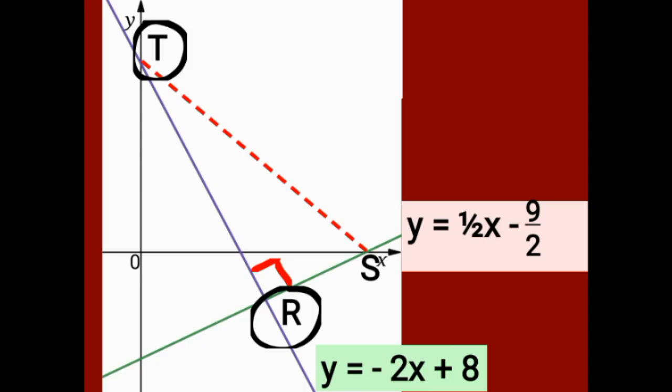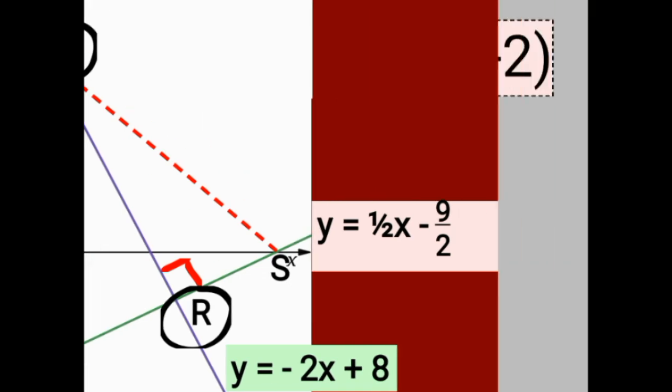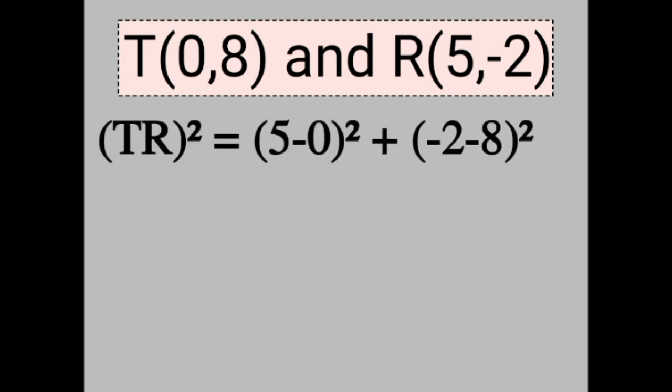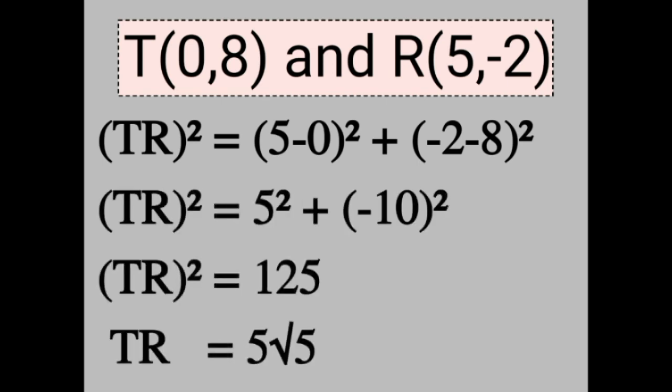Now, to find the length of TR, the coordinates of T and R are 0, 8 and 5, minus 2 respectively. Then, TR squared equals 5 minus 0 squared plus minus 2 minus 8 squared. TR squared equals 5 squared plus minus 10 squared. TR squared equals 125. TR equals 5 square root 5.